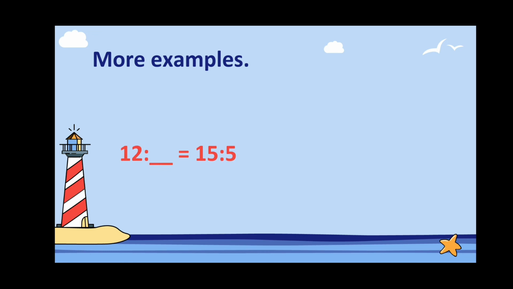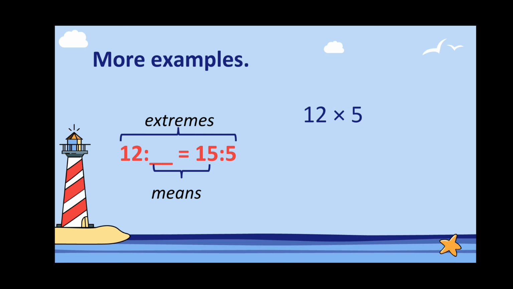Next is 12 to blank equals 15 to 5. So, one of the missing terms is a mean. So, ibig sabihin, hindi tayo pwedeng mag-multiply ng means. So, ngayon, ang uunahin natin na i-multiply ay ang extremes. So, we have 12 times 5 equals 60. So, sa means naman, hindi tayo makakapag-multiply kasi nga kulang ng isang term. So, ang gagawin natin, magdi-divide ulit tayo.